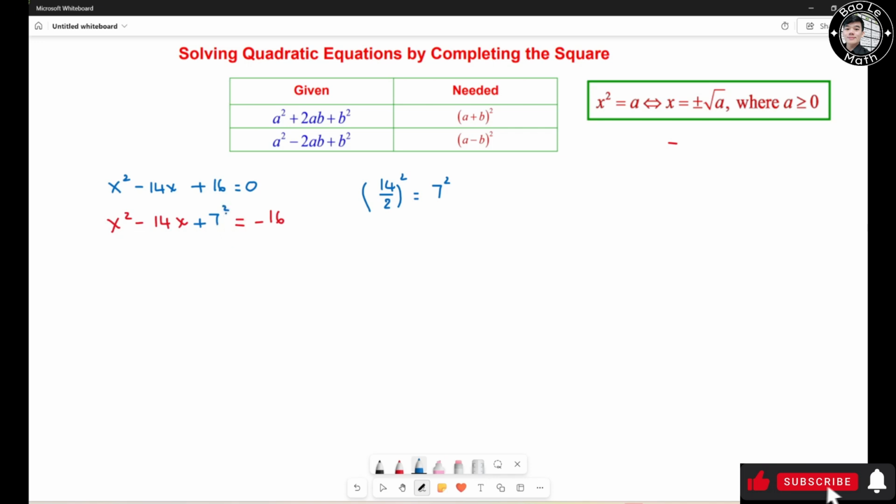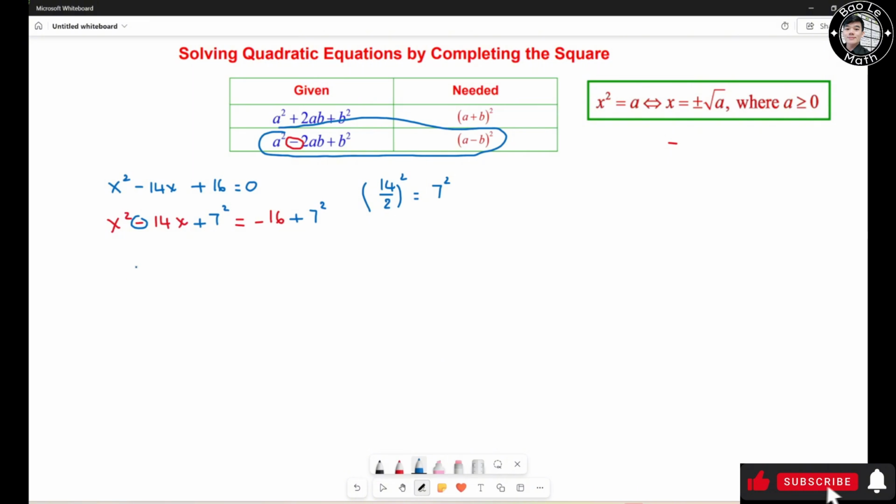Now I just add 7 squared to the left hand side. I need to do the same thing on the right hand side, right? So for this one, I need to apply the second formula. It turns out to be a minus b altogether squared, because I have the subtraction sign in the middle term right here, right? The subtraction sign right here.